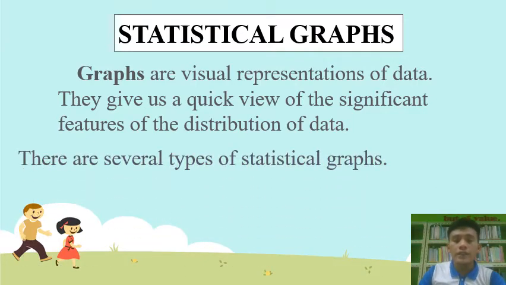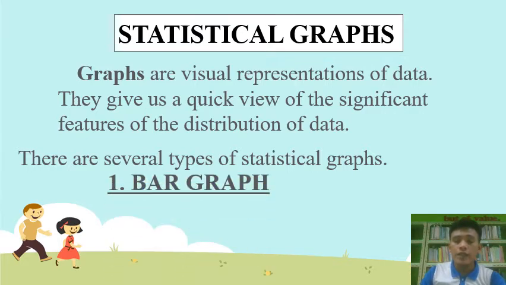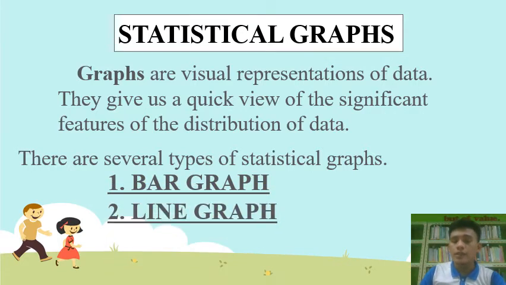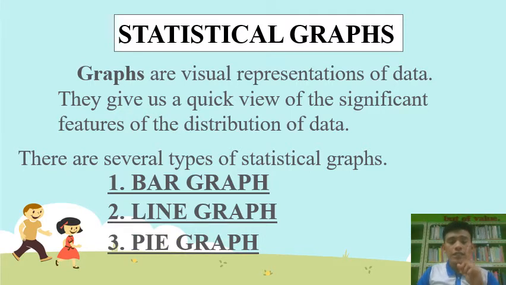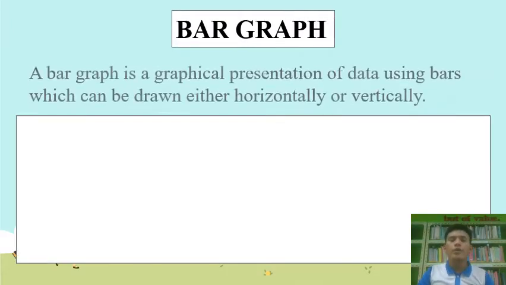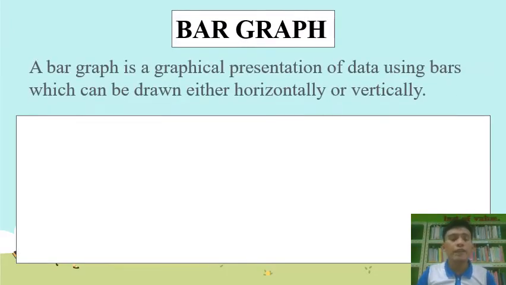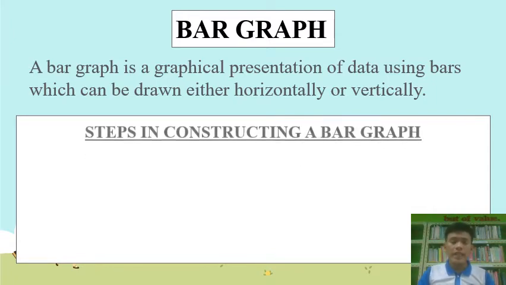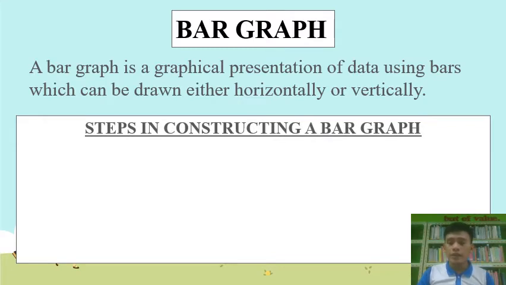Several types of statistical graphs. First one, that is bar graph. Second, line graph. Third, pie graph. We will discuss each graph. That will be the bar graph. When we say bar graph, it's a graphical presentation of data using bars, which can be drawn either horizontally or vertically. Steps in constructing a bar graph.